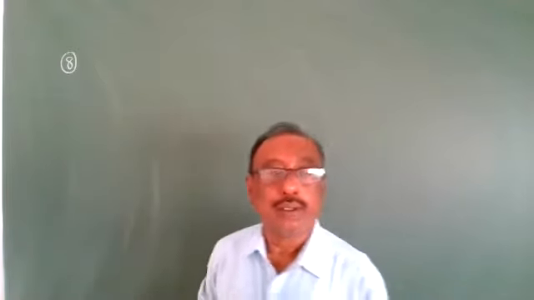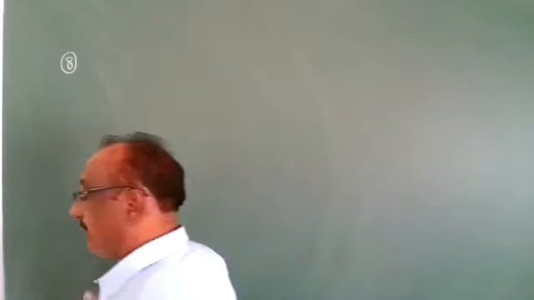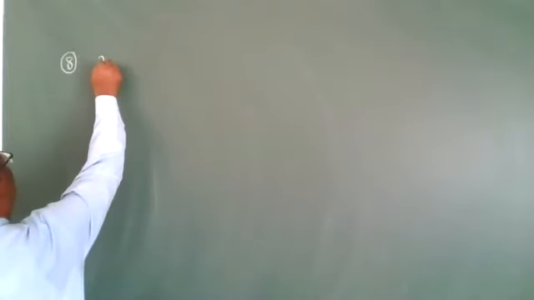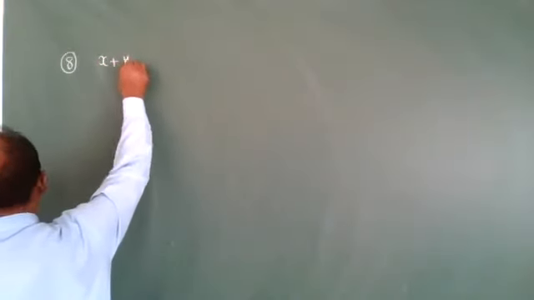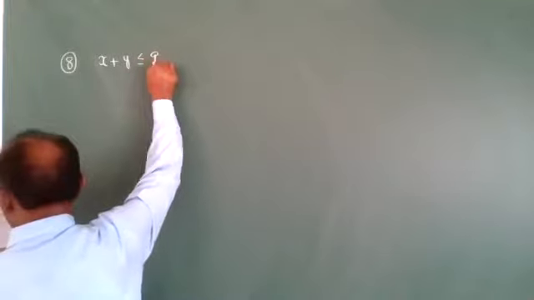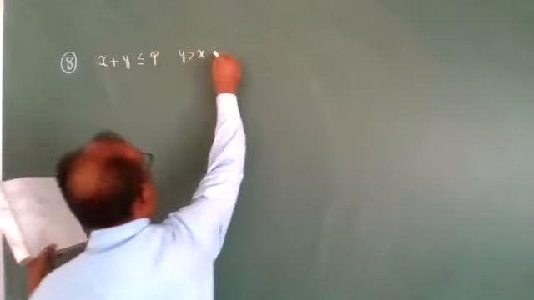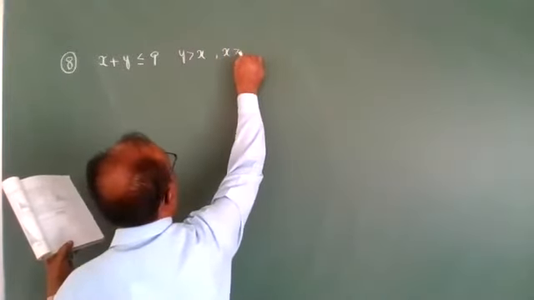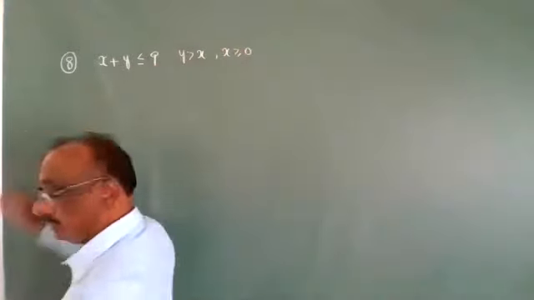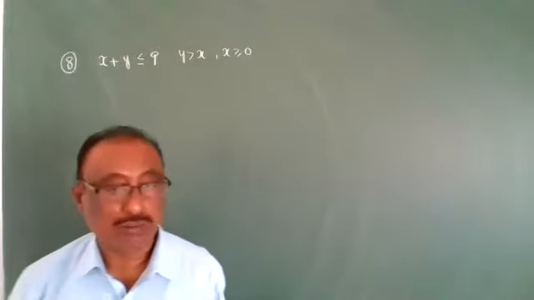Okay. Right. See the eighth problem, everyone. X plus y is less than or equal to 9. Y is greater than x. And one more line is given, x greater than or equal to 0.